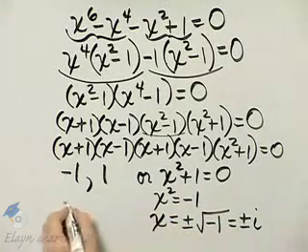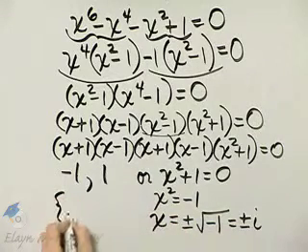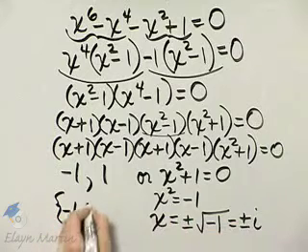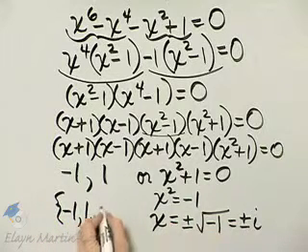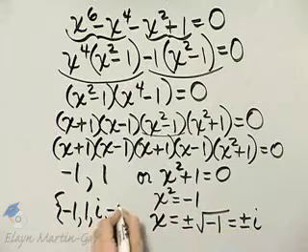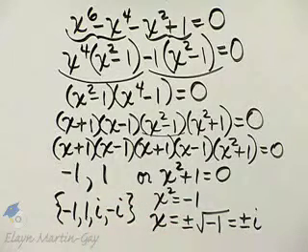So, my goodness, what are our solutions? We have negative 1, we have positive 1, we have positive i, and we have negative i. And there are our 4 solutions to our equation.